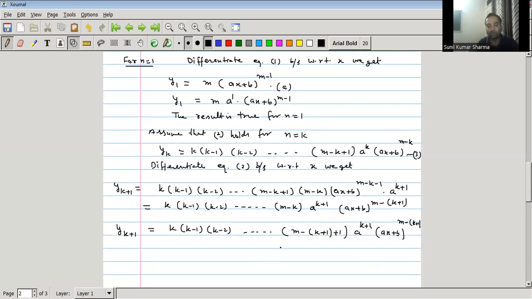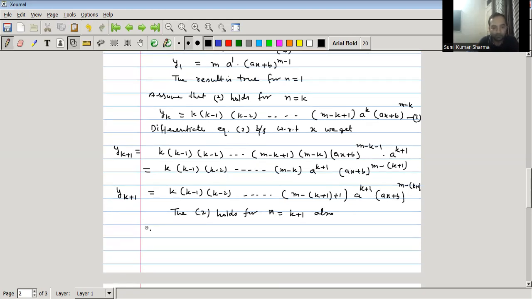So if you look at the result, it is also true for k plus 1. The result, that is 2, holds for n equal to k plus 1 also. So it means by the principle of mathematical induction, the result is true for all n belonging to natural numbers.